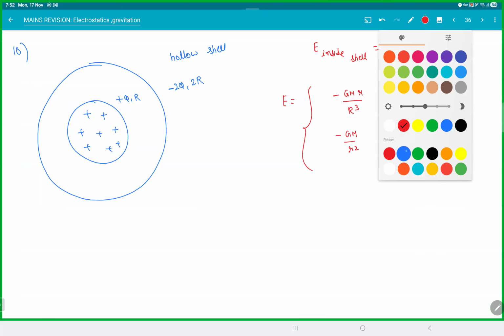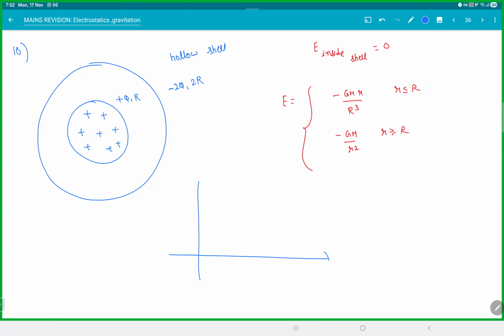So when you plot the graph, I will use green color for the outer shell and the red one for this, so that it will be easy for us to see. Okay, so for the shell inside, this guy will be 0, and just outside it's a minus charge, so minus k 2q by 2R, which is minus kq by R.